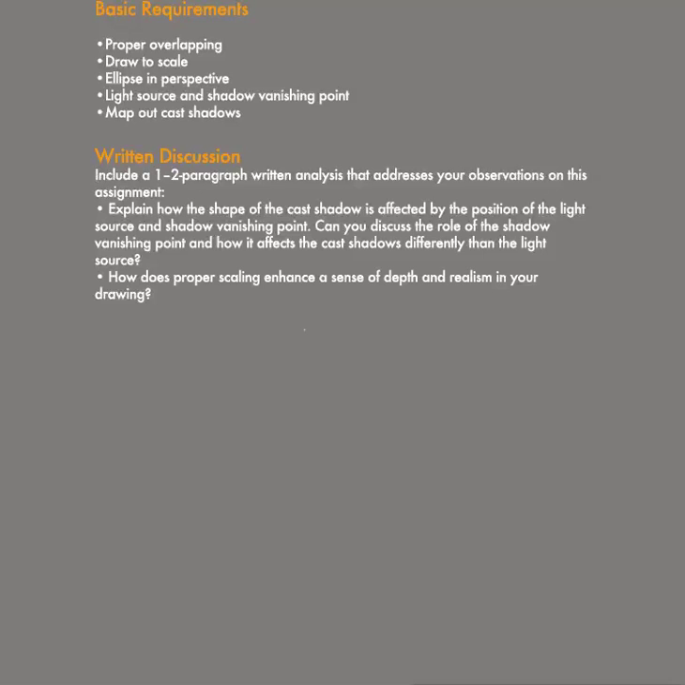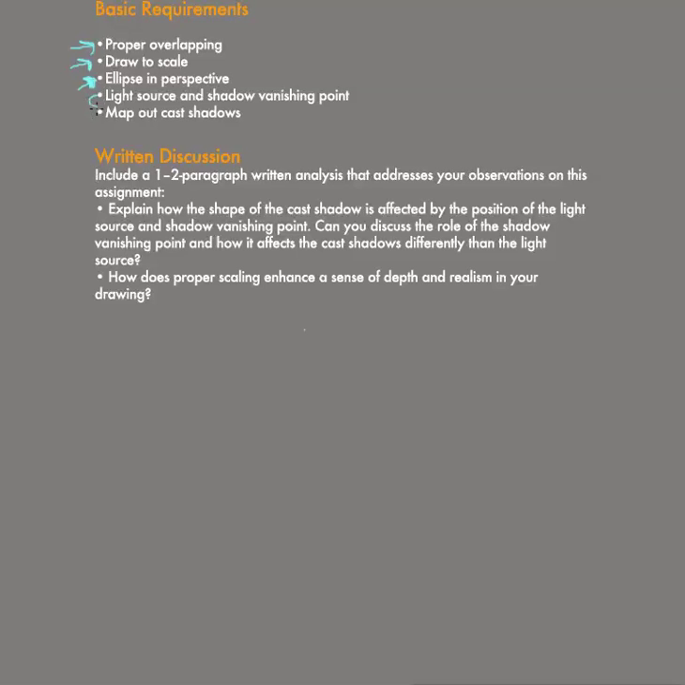Now, the specific requirements for this assignment were to demonstrate proper overlapping. That is, each object or piece of furniture in your scene should occupy its own space and should not encroach on the footprint of some other object, because that would be an impossible situation. Draw objects to scale, especially your figure. Draw ellipses in perspective. This is a new skill introduced this week, so review the tutorial if you're unsure how to do this, and I'll also demonstrate during this critique.